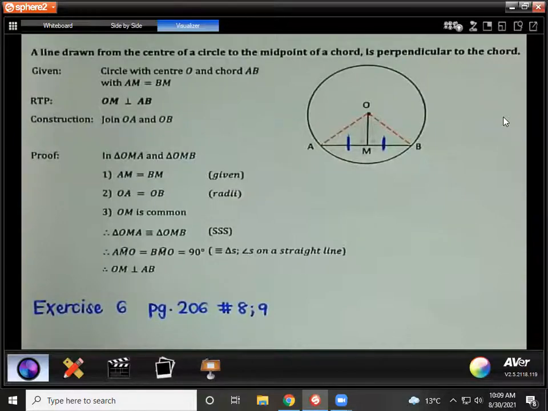So that will be our homework for tomorrow, guys, numbers 8 and 9. Number 8 is, again, a question working with values, and then number 9 is a question working with x's.